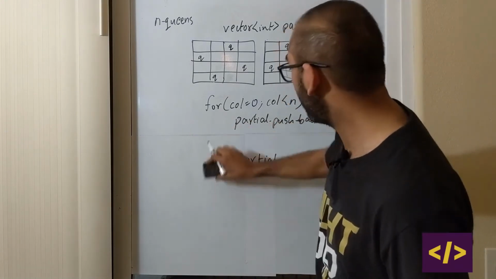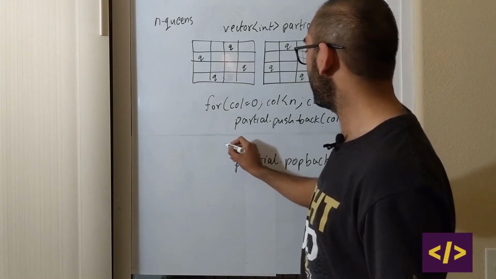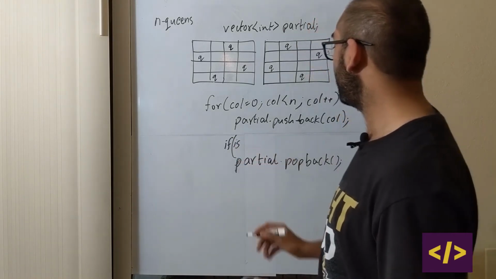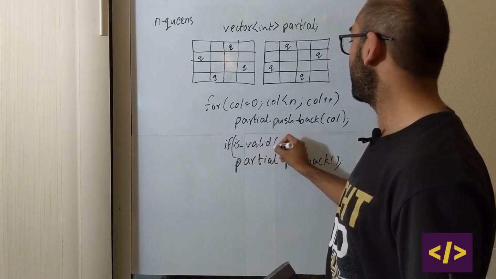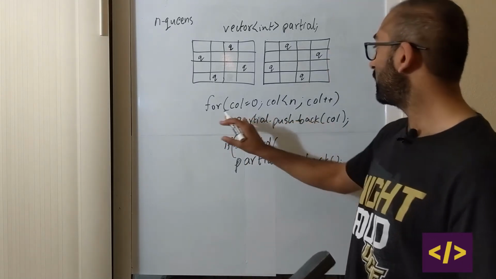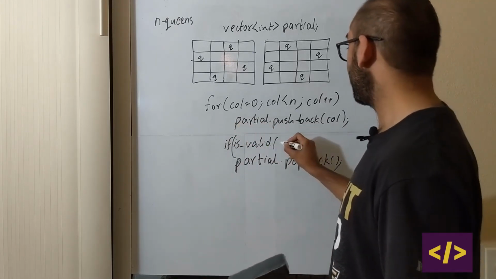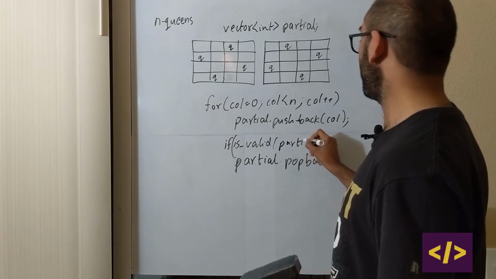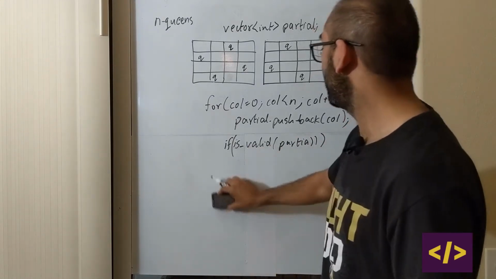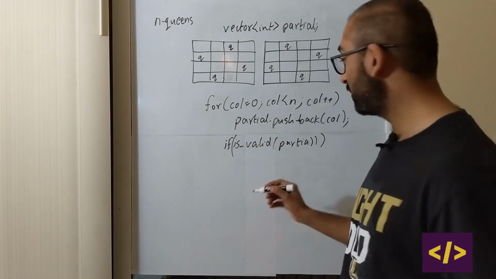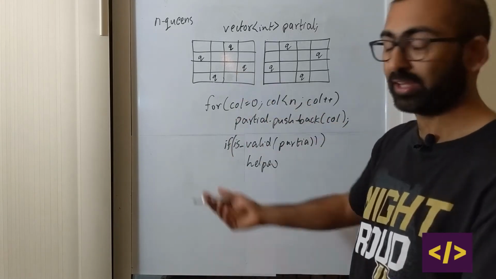Now, quickly moving on to the check part, okay? What are we going to do? We're going to do if is a valid, if our partial is a valid partial, then what do we do? We're going to keep going down the recursive stack, right? What are we going to do? We're going to call, like, let's say our helper function, which is basically this function called again.